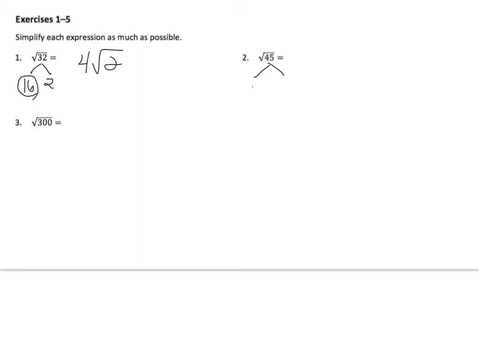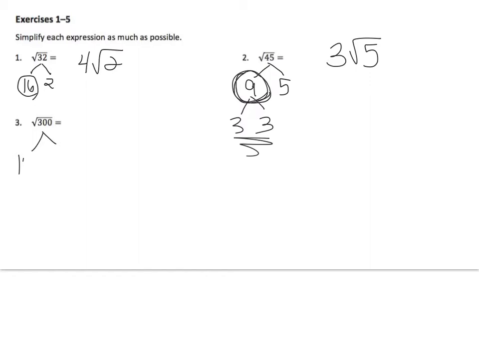45 breaks down into 9 times 5. 9 is a perfect square, so 3 square roots of 5. Yesterday I may have broken this down into 3 times 3, and I said if there are two that are the same, then they get out of jail, but since it's the second time we've done this, I'm taking it back one notch and pushing you guys to do a little on your own. 300 breaks down into 100 times 3, and 100 is a perfect square. And we have it. Okay, we simplified.